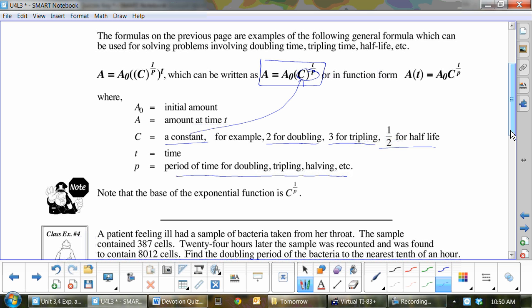If you look on your formula sheet, it does have the decay growth formula, but it uses A and B instead of A naught and C. Okay? But the T over P, because that's period, I think it uses the, okay, but just know what's on there, okay?